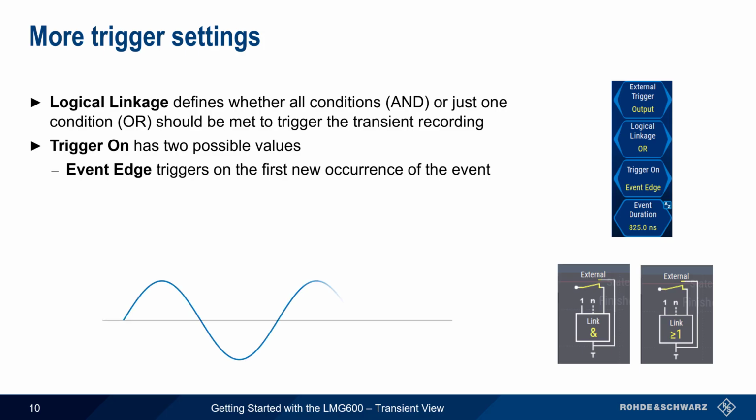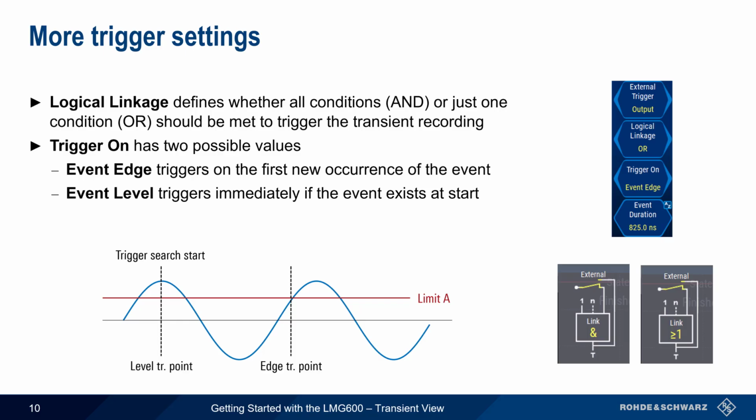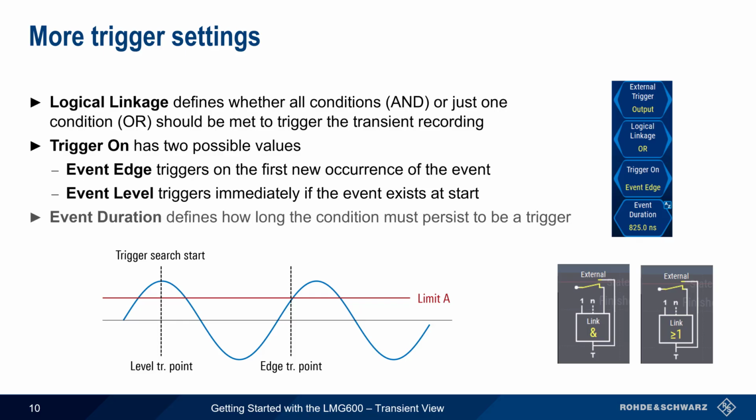For example, for this waveform, we define our trigger as a given level, Limit A, being exceeded. After the trigger search is started, the edge trigger takes place the next time the waveform rises through this value. If, however, we were to select Event Level, then the trigger would take place immediately after the search start, since at the start of the search, the configured value is already above the limit value. And finally, the Event Duration parameter defines how long the condition must persist, uninterrupted, to be considered a trigger event.